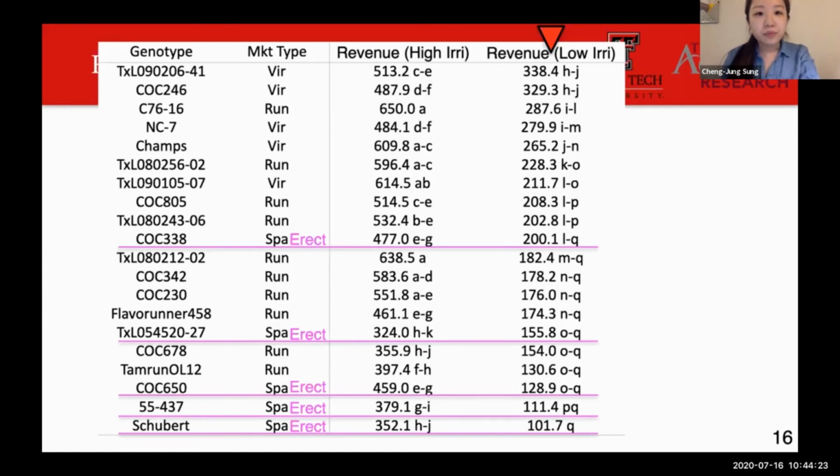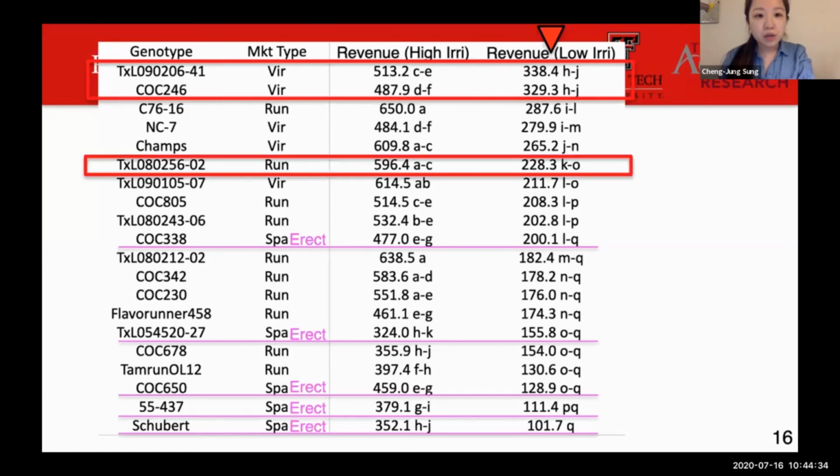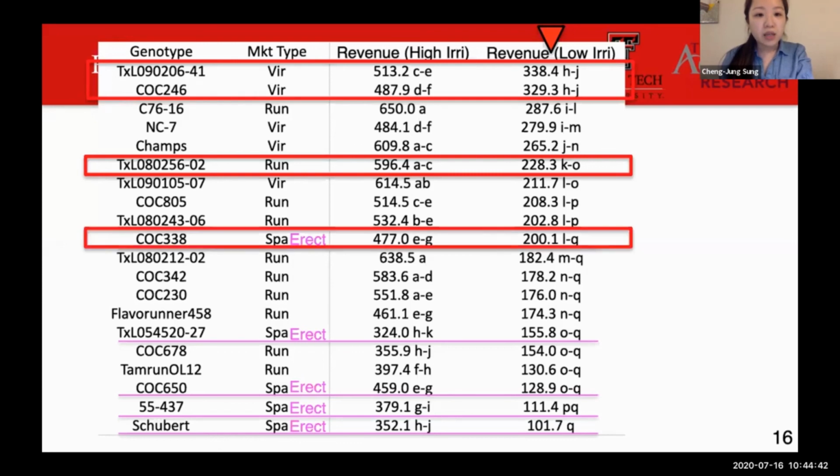Here I circled these two at the top, which have very nice revenue in the low irrigation. These two are Virginia type. And this one I circled is a runner type that performs very nicely among all the runner types. And the last one that I circled here is the best performance in the Spanish type.